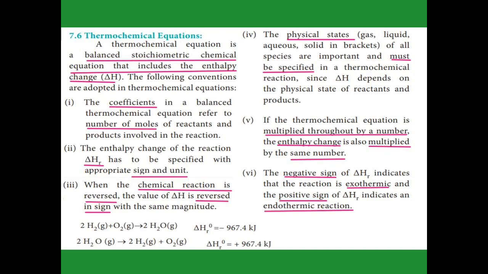The fifth one, suppose we multiply the equation by any number, then the delta H value will also be multiplied by the same number. Then the sixth point, a negative sign means it is an exothermic reaction, and a positive sign in the enthalpy means it is an endothermic reaction. Endo means the energy is added to that reaction. So energy added means positive sign. Exothermic means heat evolved, that is energy is lost. So lost means negative sign.